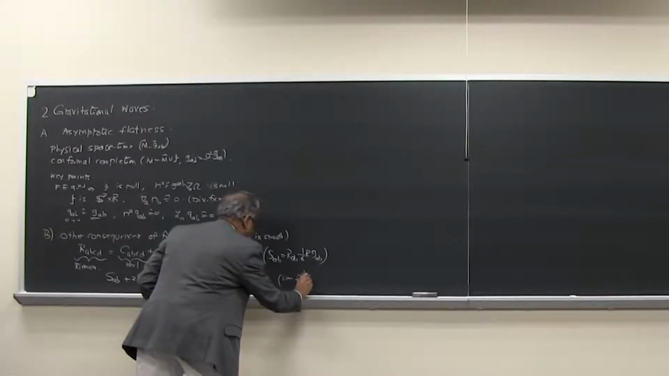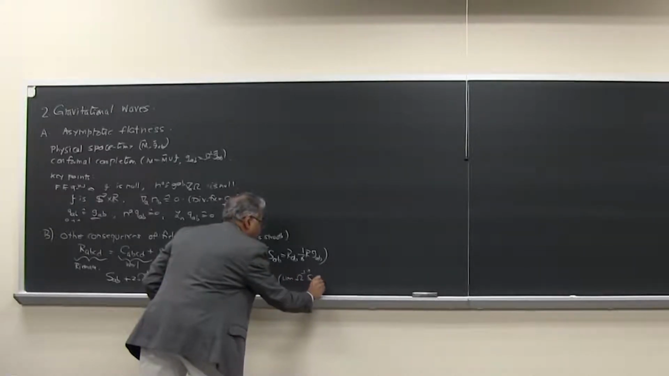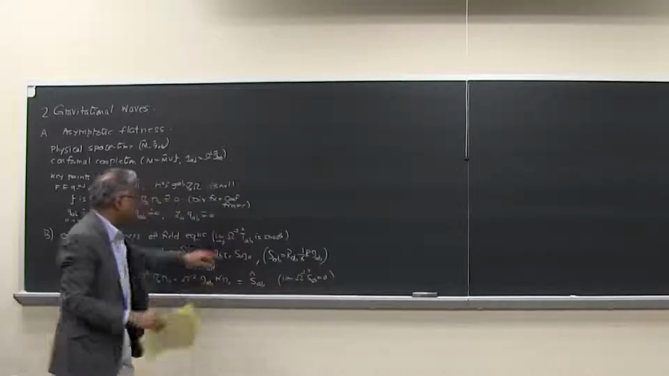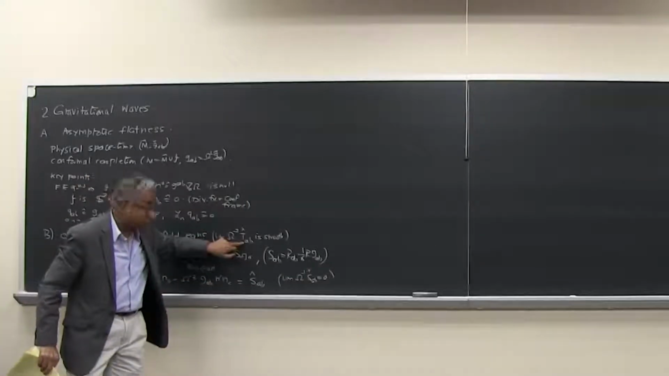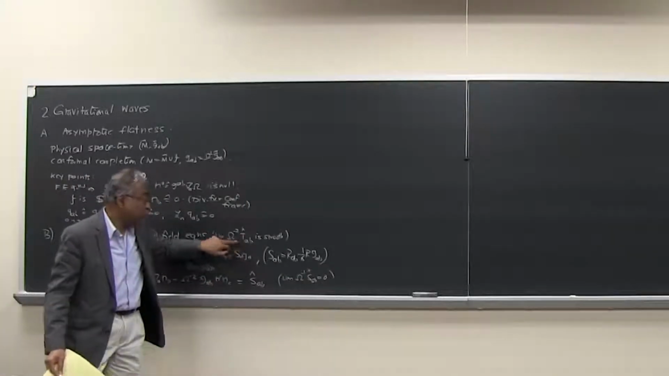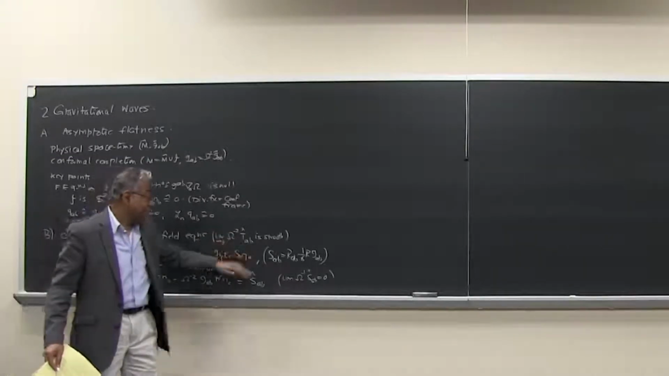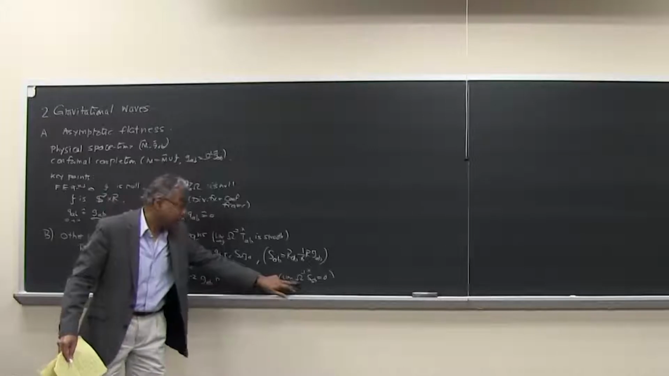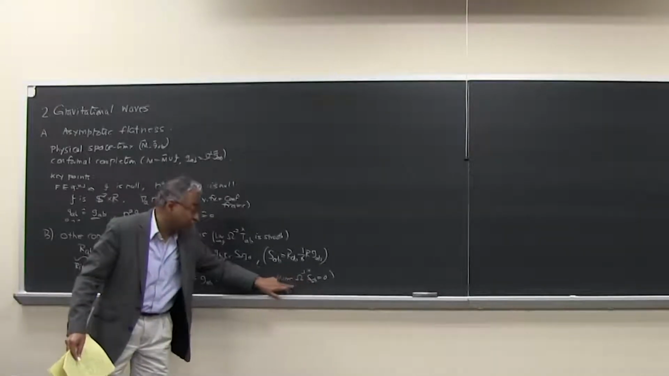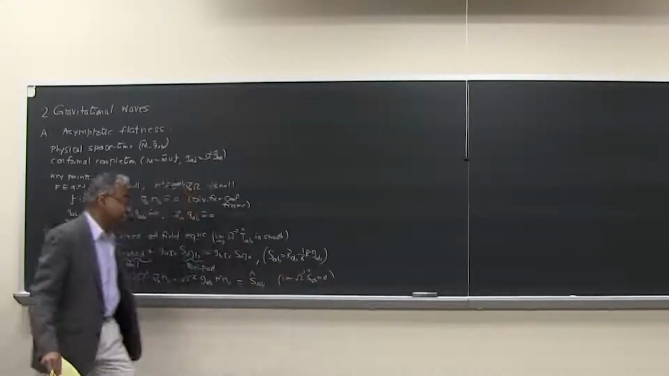omega to the minus 1 times S_AB at scri is 0. Because omega to the minus 1 times the Schouten tensor is smooth, omega to the minus 1 times the physical Ricci tensor is 0, and therefore this particular combination is 0 up here.